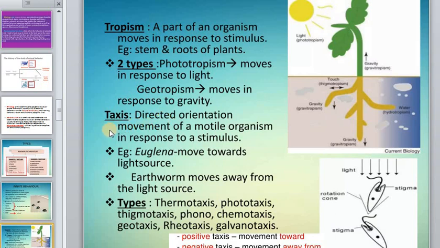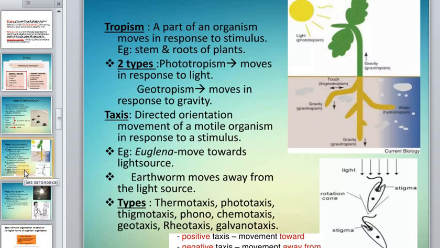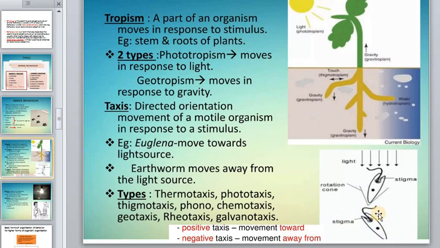Taxis is directed orientation, movement of a motile organism in response to the stimulus. For example, in Euglena, I even have a picture. This Euglena moves towards the light source. It has a special part which contacts with the light and moves the organism to the light. And for example, the earthworms move away from the light source, and you see the types of taxis, of course.